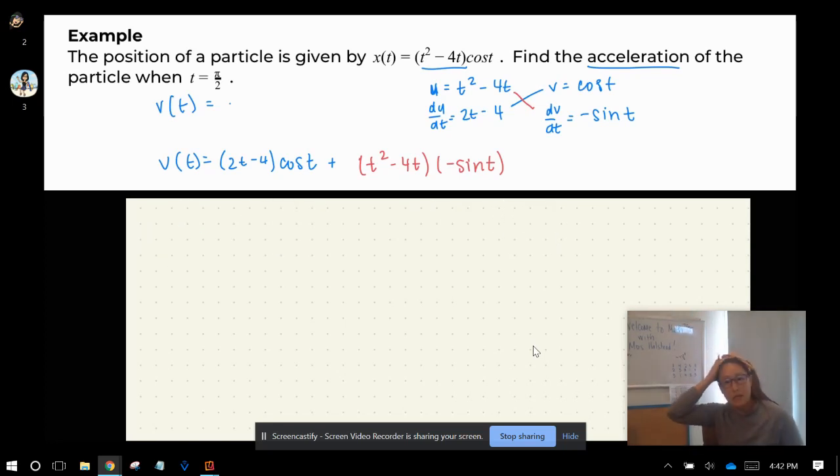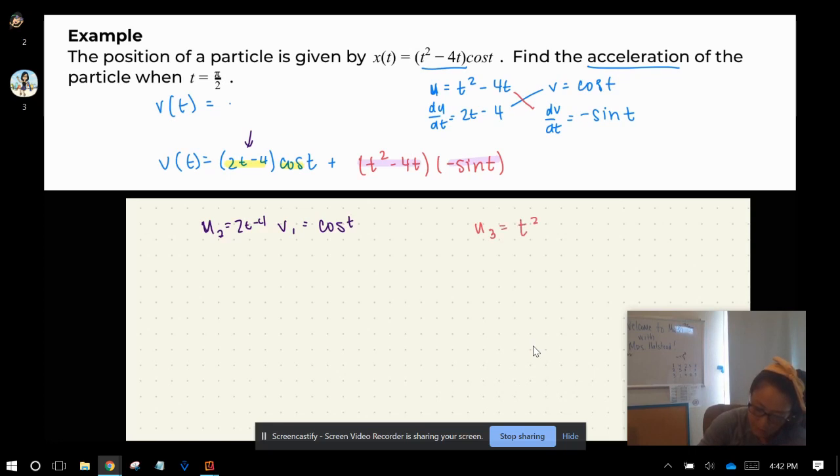All right, so next I need to find the acceleration. So that's the double derivative. So I have to take the product rule twice. The left side, right side, left side, right side. So v2 is going to be cosine t, and u2 is going to be 2t minus 4. And then on the right, u3 is equal to t squared minus 4t, and v3 is going to be equal to negative sine of t.